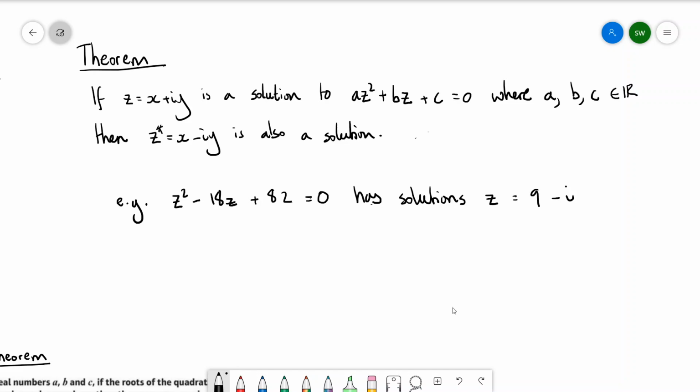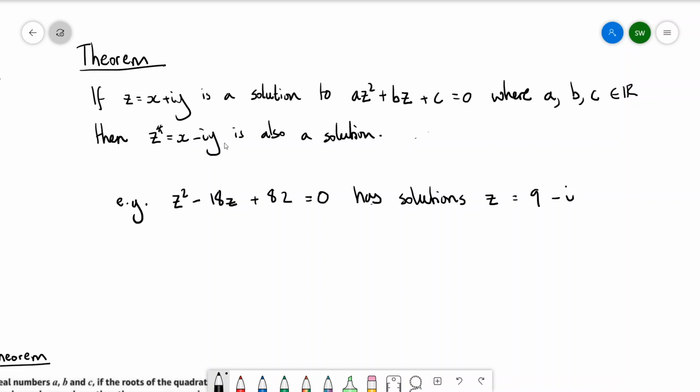In this next section, we're going to look at roots of quadratic equations. So we're going to start off by looking at this theorem. This theorem says that if we've got a quadratic equation az squared plus bz plus c equals 0, and we know that z equals x plus iy is a solution, then we know that we have another solution, which is the complex conjugate of z. So we know that x minus iy must also be a solution.